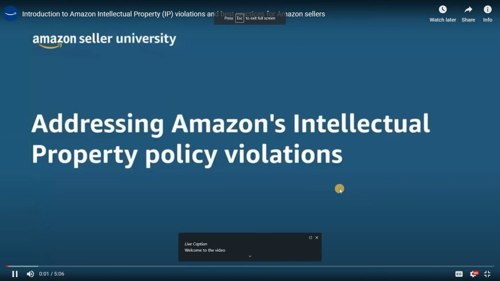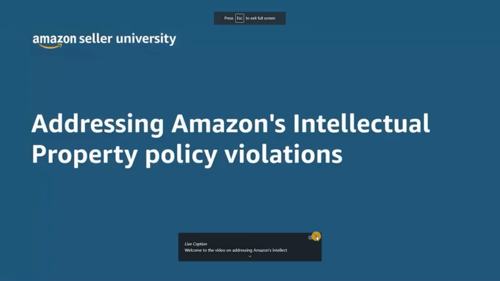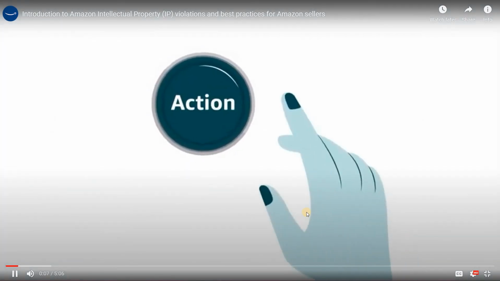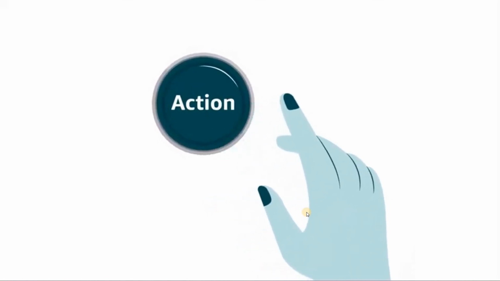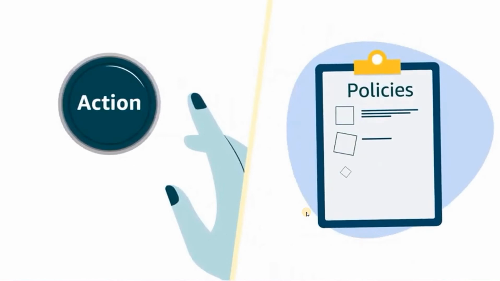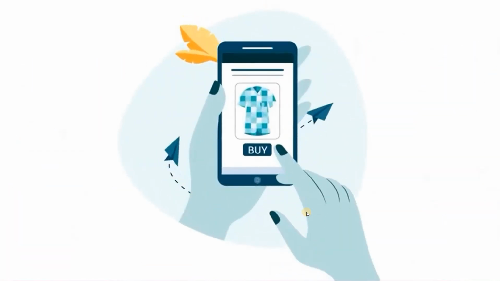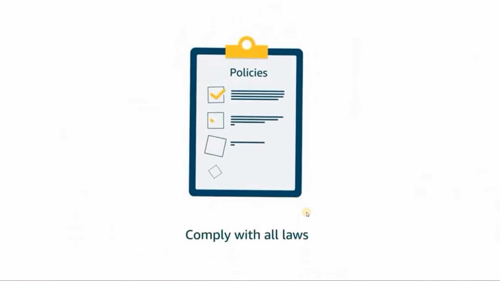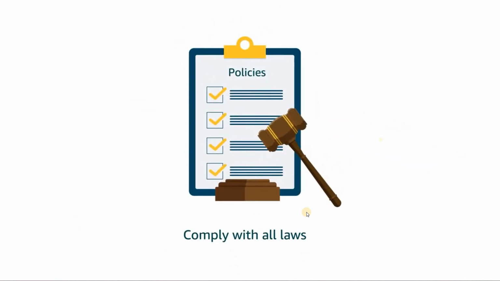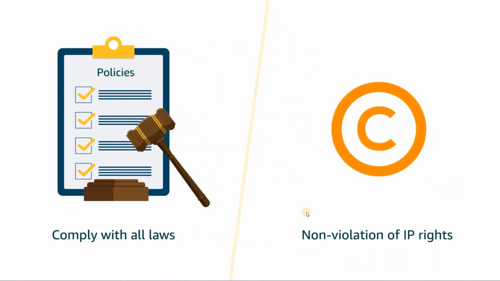Welcome to the video on addressing Amazon's intellectual property policy violations. This module covers A. Actions to be taken to address intellectual property violations. B. Best practices to remain compliant. Note that when you sell on Amazon, you must 1. Comply with all federal, state, and local laws and Amazon policies applicable to your offerings. 2. Not violate IP rights of brands and other rights owners.